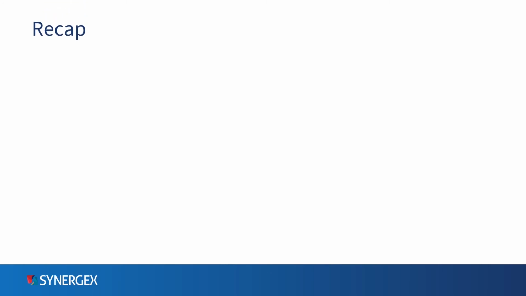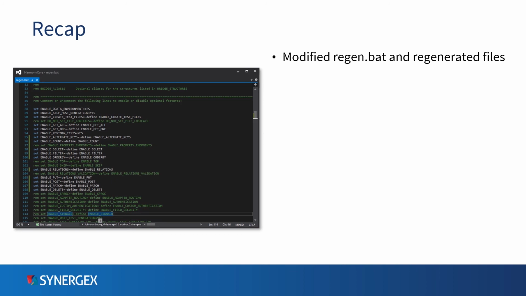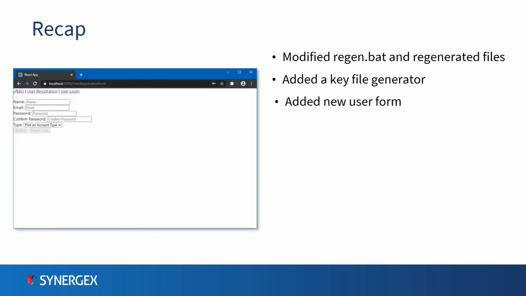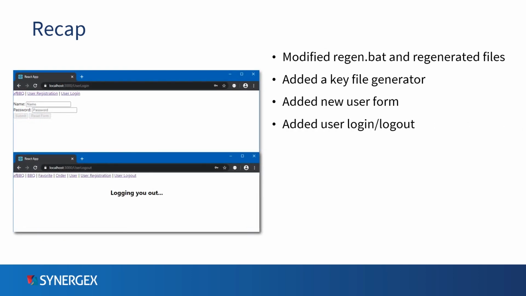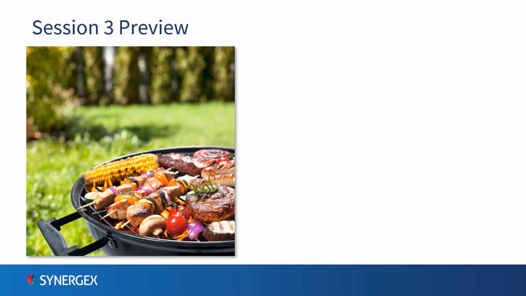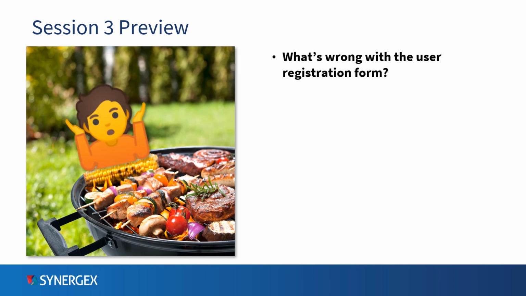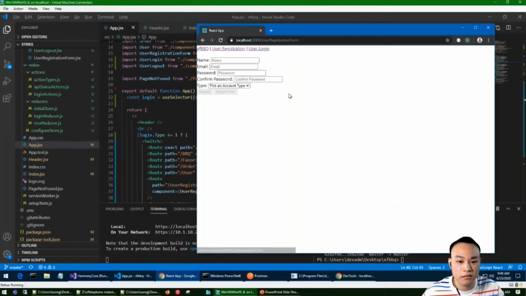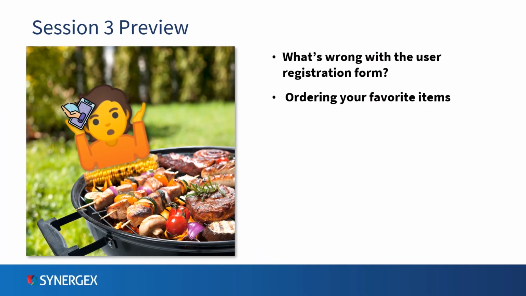So let's recap what we did today. I have modified regen.bat with all this information, and I've regenerated files. I've added a key file generator, added a new user form, and then I also added the login and logout. And then I have demonstrated a crash course in Redux. So in next week's session, I'm going to ask you guys what's wrong with the user registration form. So I noticed that it is pretty bare bones right now, and there's no styling or anything, but there is something else that's wrong with it. I'm going to cover what that is next week.